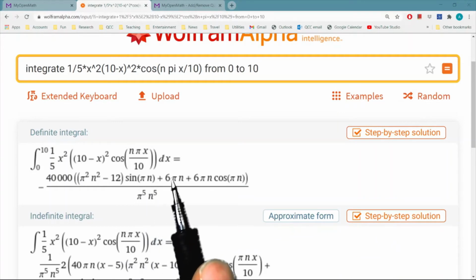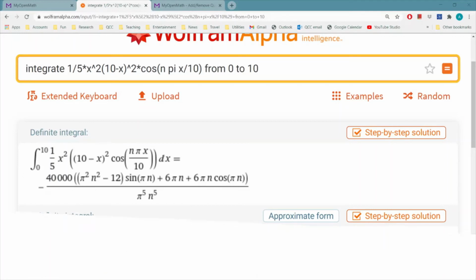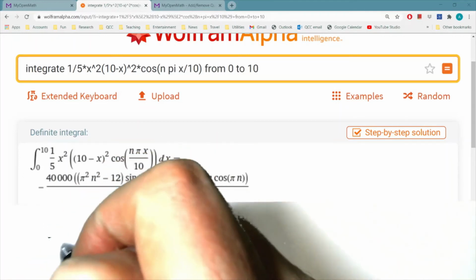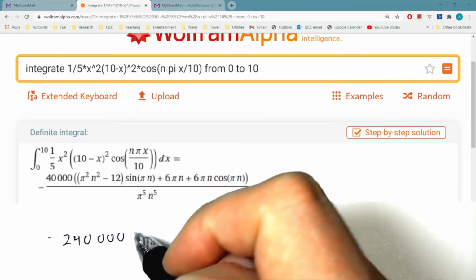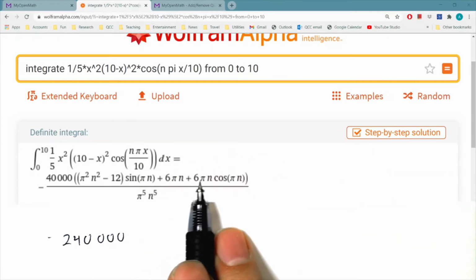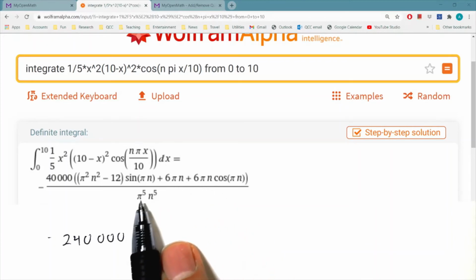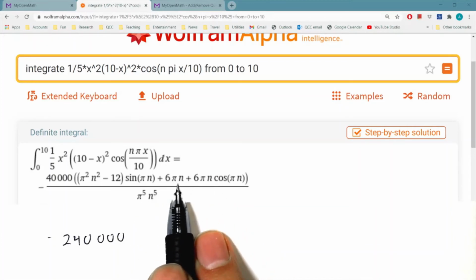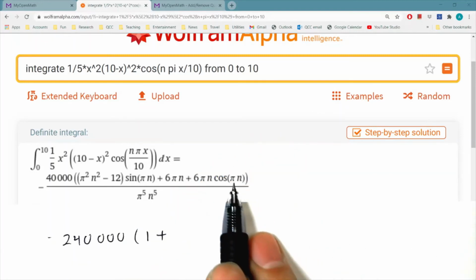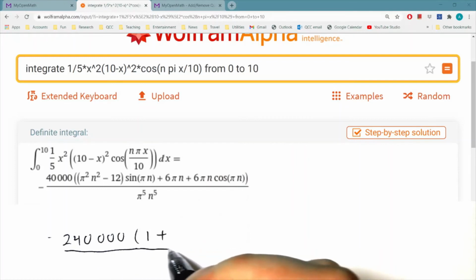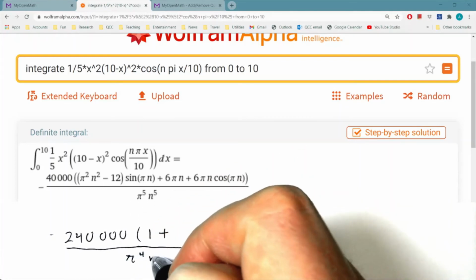And then what else can we do? I can factor out a 6. 6 times 40,000 is 240,000. Let's write this down. So I have negative 240,000. And then I've got a pi n here and a pi n here. That's a common factor, so I can cancel that in the numerator and denominator. And that just leaves me with 1 plus this thing. And again, I'm canceling that stuff with what's in the denominator, so I lose a pi n down there.